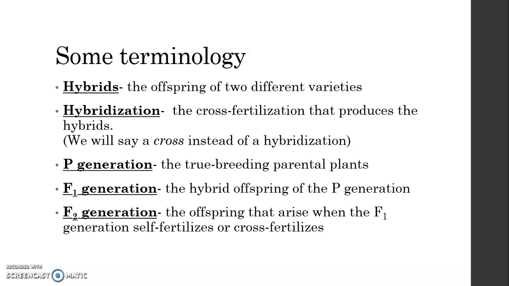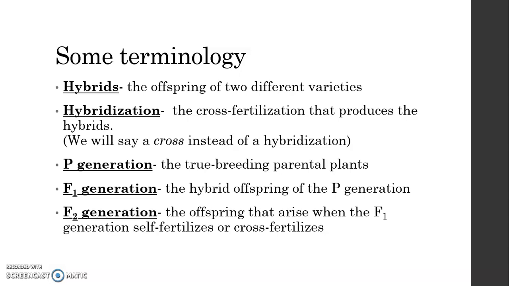The P generation are the true breeding parental plants, so the P is for parental. Those will be the true breeding varieties, the ones that we know that when we self-fertilize them, they create offspring that are identical to themselves. The F1 generation, the F is for filial, which means son. We always talk about daughter things in biology; in genetics, we talk about son things. So filial 1, the F1 generation, is going to be the hybrid offspring of the P generation. So it goes from P, parent, to F1, offspring. It's the first generation of offspring of the P generation.